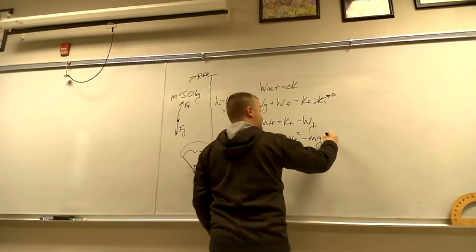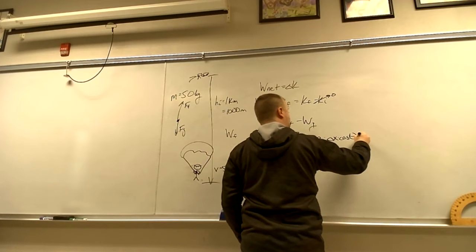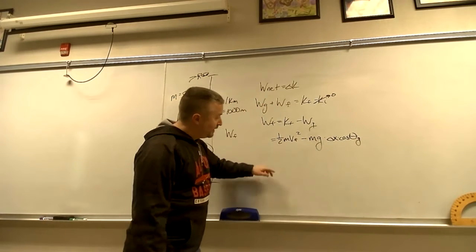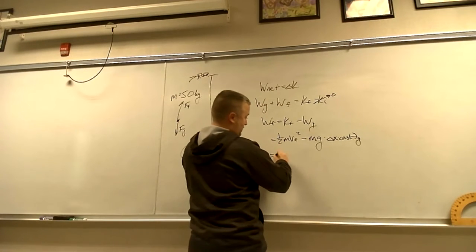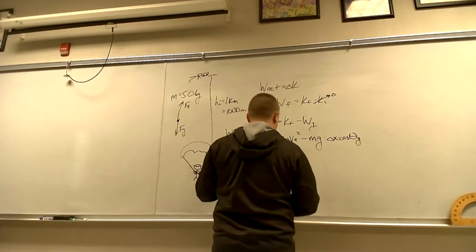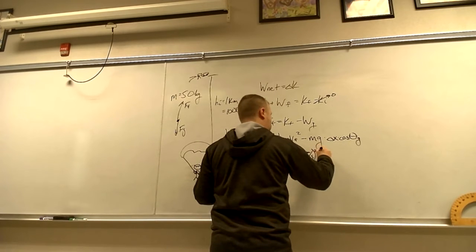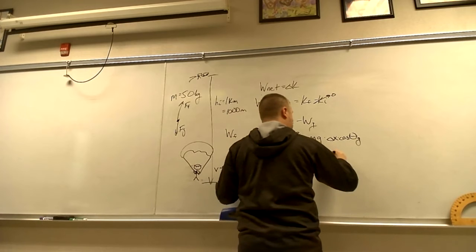Mg times displacement times cosine theta of gravity. Okay, 1/2, mass is 50 kilograms. The velocity final at the end was told to be 5 meters per second. That would be squared, minus 50 kilograms.